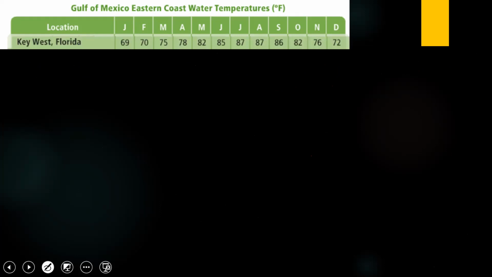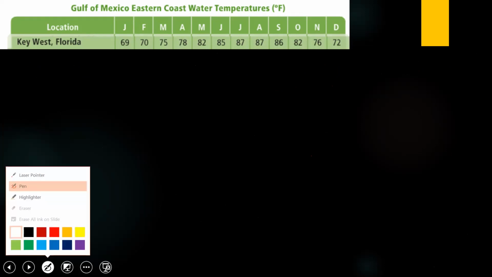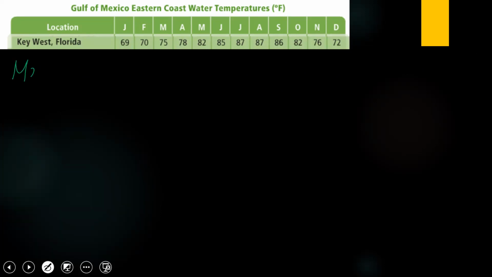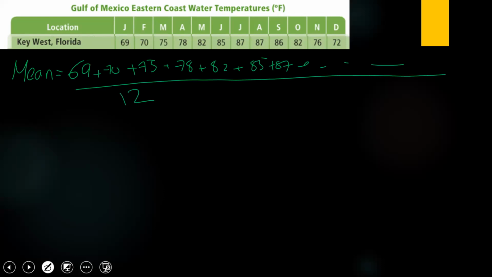Now let's find it for Key West. We have to repeat the same steps to find them for this city. So look now, find the mean. Here we have to add them, 69 plus 70 plus 75 plus 78 plus 82 plus 85 plus 87 and so on, over 12. After you add them, you will get that the mean is 79.1.